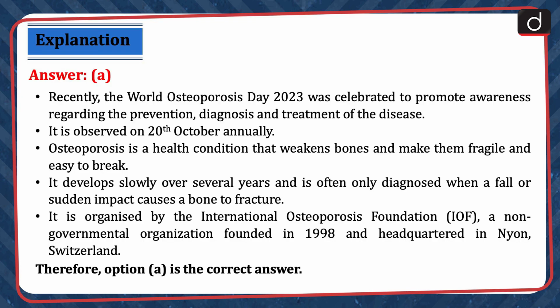Recently, the World Osteoporosis Day 2023 was celebrated to promote awareness regarding the prevention, diagnosis, and treatment of the disease. It is observed on 20th October annually. Osteoporosis is a health condition that weakens bones and makes them fragile and easy to break. It develops slowly over several years and is often only diagnosed when a fall or sudden impact causes a bone to fracture. It is organized by the International Osteoporosis Foundation, a non-governmental organization founded in 1998 and headquartered in Nyon, Switzerland. Therefore, option A is the correct answer.